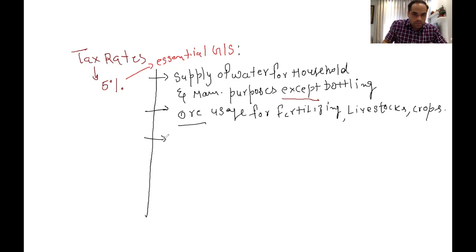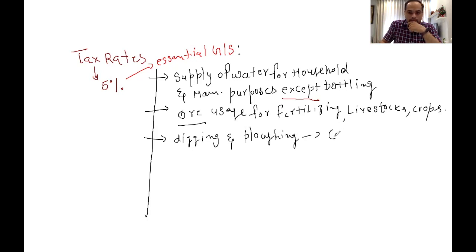Next one is digging and dredging related to canals, or anything that comes under the same category as canals, not really rivers, so different from canals. We have to pay only 5% tax on it.